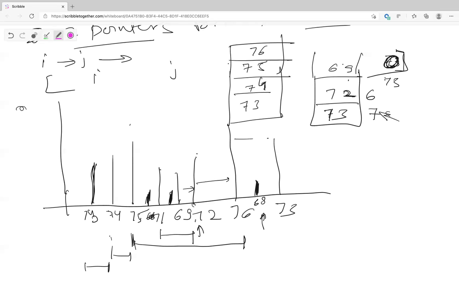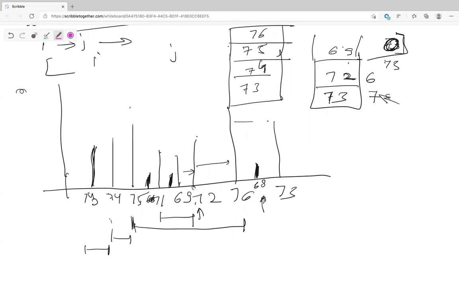So basically, whenever you're seeing 66, you only care about the next higher temperature, right? You don't care about all the temperatures that came after.